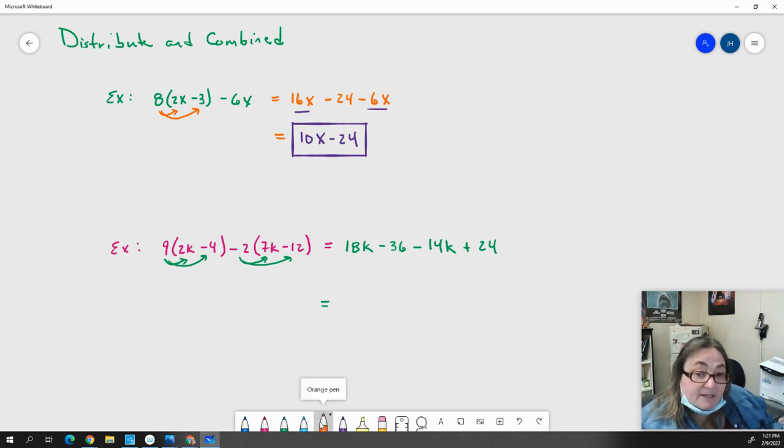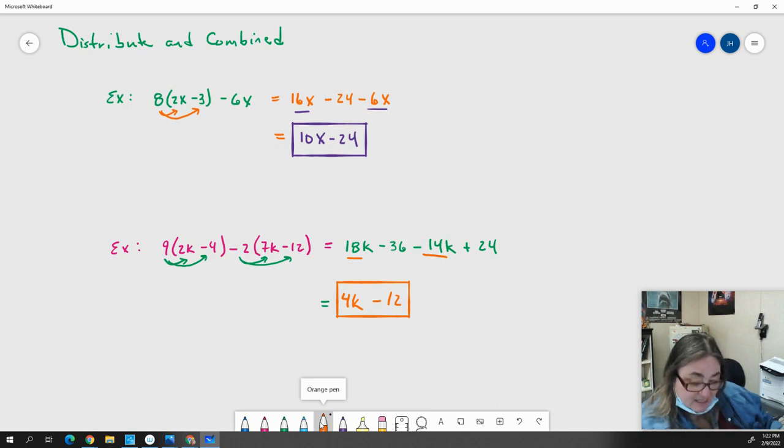So I'm going to do my k's first. I have 18k minus 14k. Well, that is just 4k. I have minus 36 plus 24. That is going to give me minus 12. And that is as simplified as it gets. And I don't foresee you getting much more difficult problems than that.